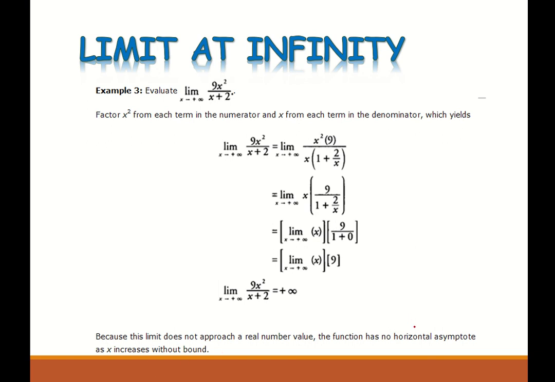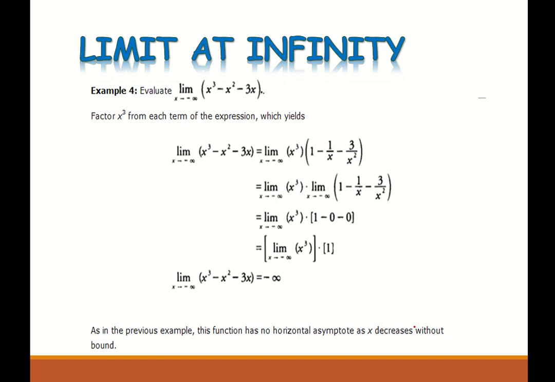Okay, so I think we still have another one here, right? So we have evaluate, this is number 4. So we have here a polynomial, right? So the limit of a polynomial, you just simply substitute the values here. So x approaches negative infinity. So negative infinity cubed, that is still negative, right?